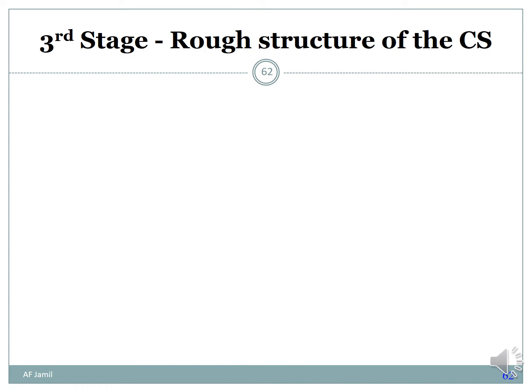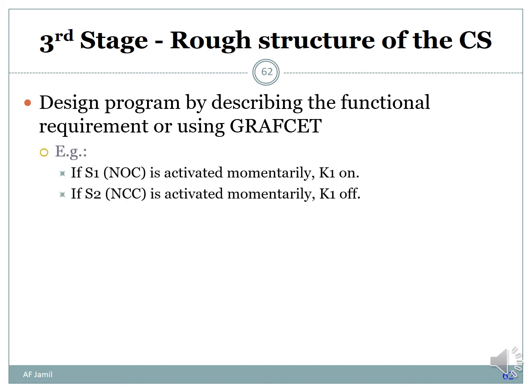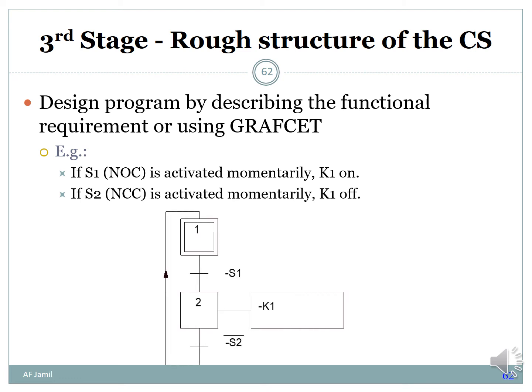Okay, the third stage is the rough structure of the control system. In this stage, you need to design the program by describing the functional requirement of the system. Based on the conveyor system just now, you need to be able to derive the functional requirement as stated in these sentences. Another more effective way to do this is by using a tool called GraphSet. You will learn about this tool in another chapter.